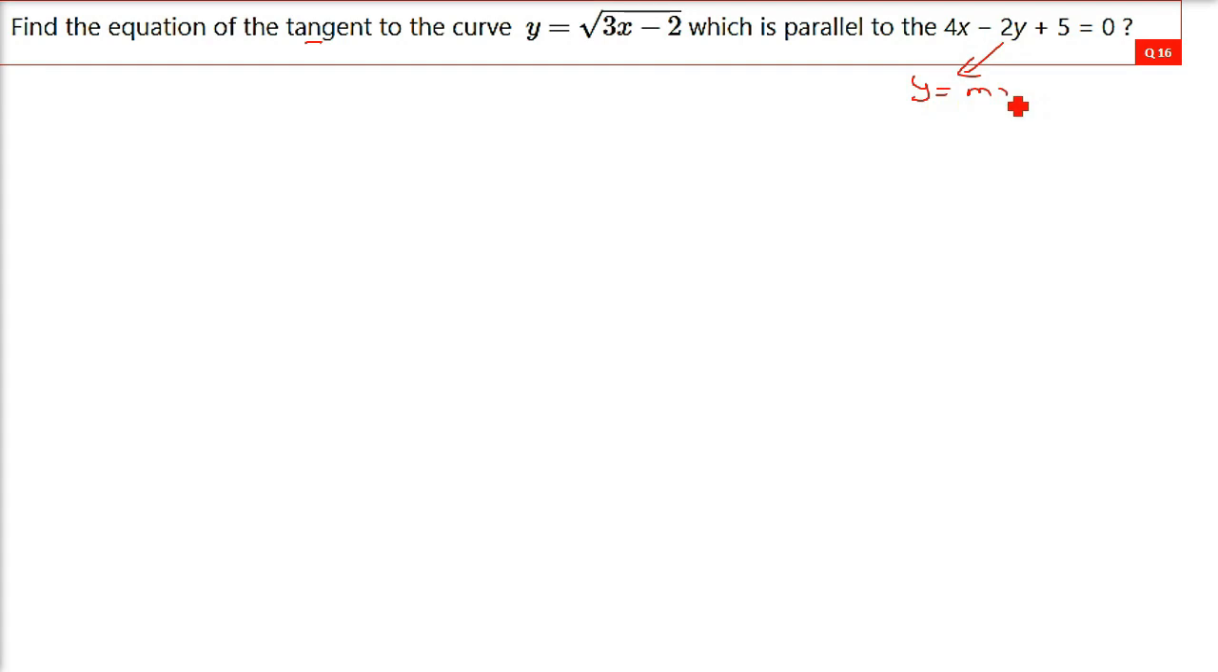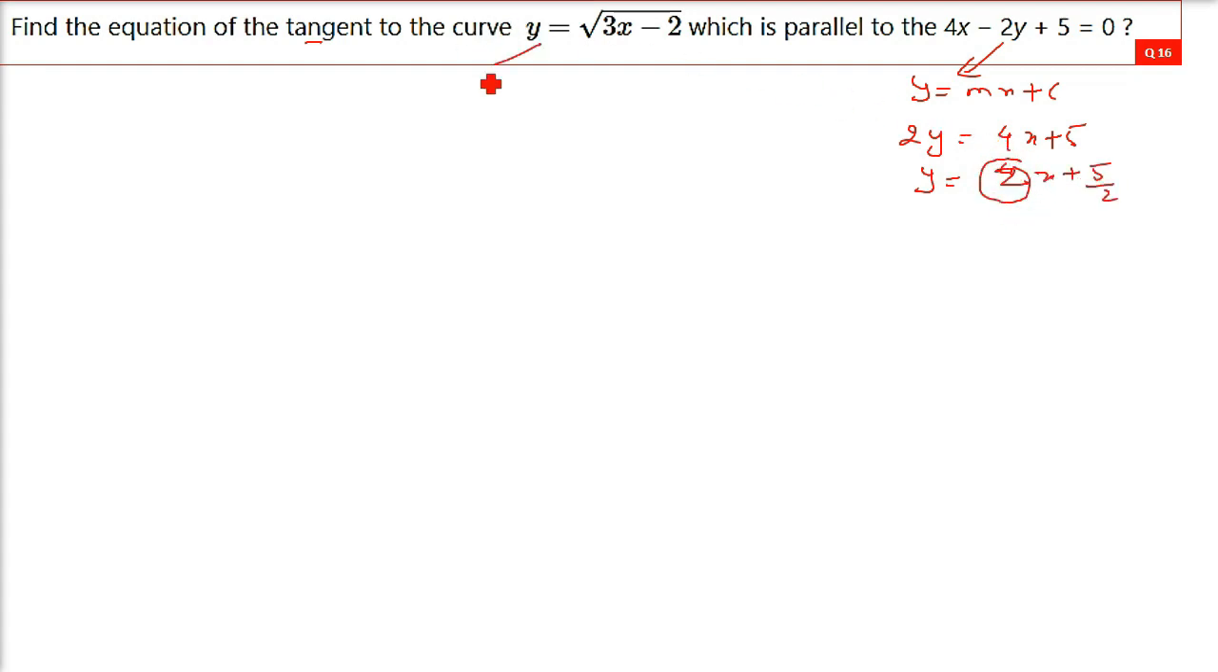Let us equate it with y equals mx plus c. So take y on one side and other things on the other side. So you have 2y equals 4x plus 5. Just divide by 2. So you get y equals 2x plus 5 by 2. You see, this 2 is m.